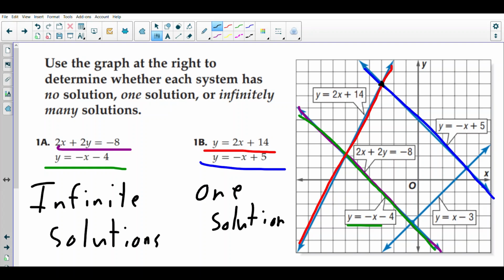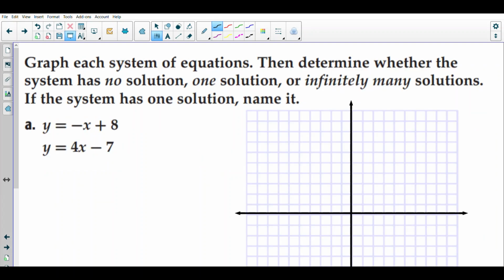Now, what we're going to be doing next is actually graphing our lines and then trying to determine what the actual answer is. If there's one solution, infinite, or no, none. So, graph each system of equations, then determine no solution, one solution, or infinite. If there is one, we will name it. And that's pretty easy to do. We just have to pinpoint the coordinates.